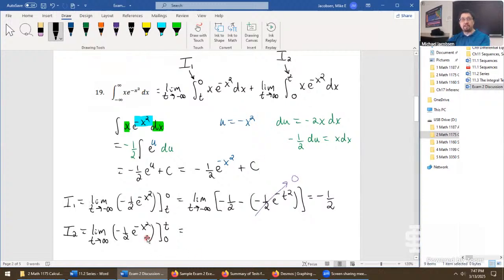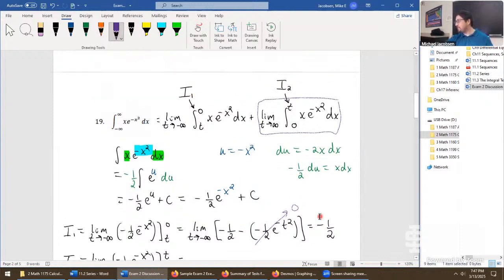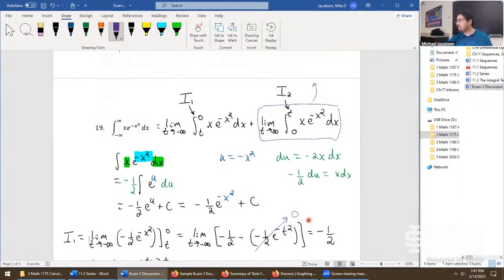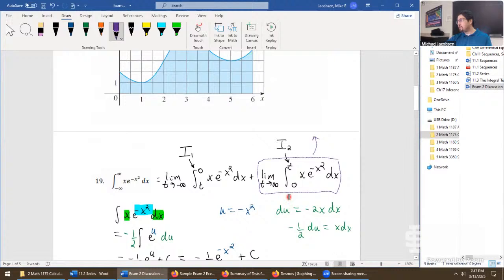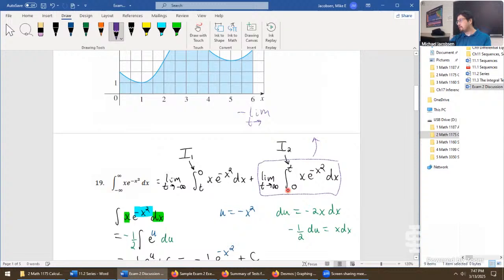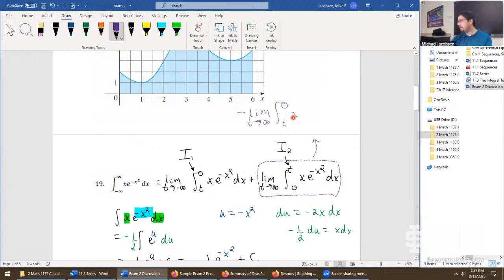But one thing you can now think about is, do you really have to do this limit? I mean, really, if you change the limits of integration that way, that's kind of like changing the limits of integration up here. Just as a side thought for an alternate way to compute, if this resonates with you, you can take this, let's move it up to the next page, switch the limits of integration, and you would get negative limit t goes to infinity, t to 0, x e negative x squared dx.